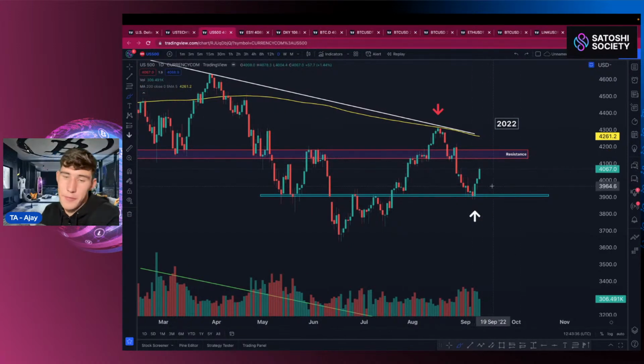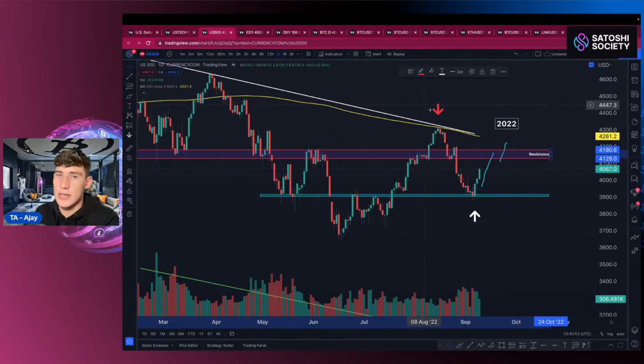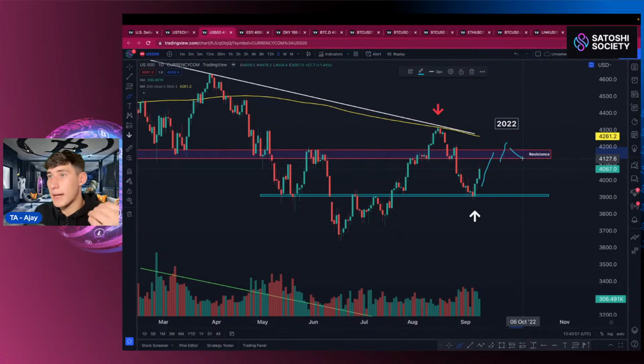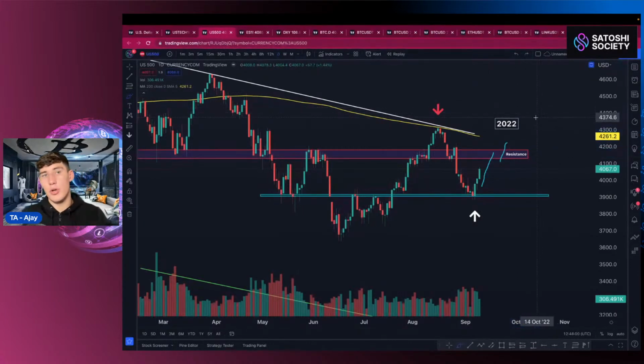But if the S&P can get back up to this resistance between 4,127 and 4,179 approximately, and get a break of this resistance, then I think that will invalidate this sort of crash that we could potentially see. And obviously, if we hold it as support as well, we want to hold this. We want to flip this resistance back into support, and we want to hold it and see a nice bounce off it. So that's what I'll be looking at.